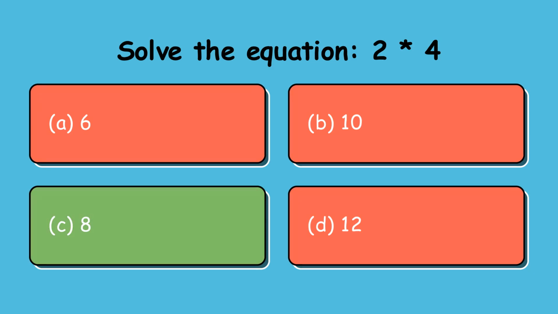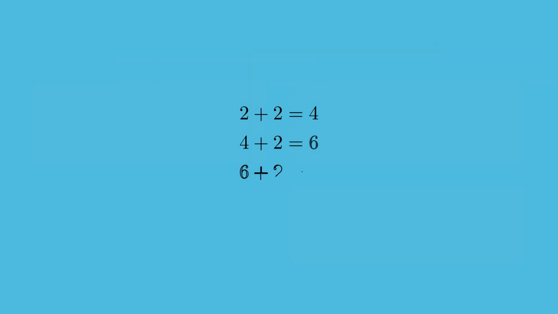Correct answer is C. We are given an expression, 2 times 4, written mathematically as 2 × 4. This operation indicates multiplication. Multiplication can be seen as repeated addition. So in simpler terms, it is the same as adding 2 together 4 times.